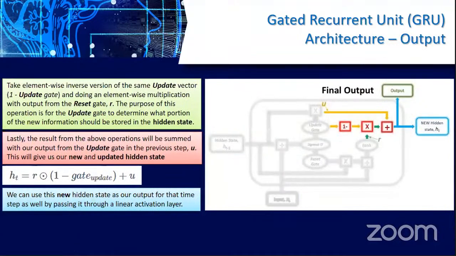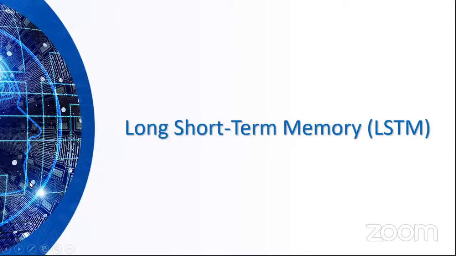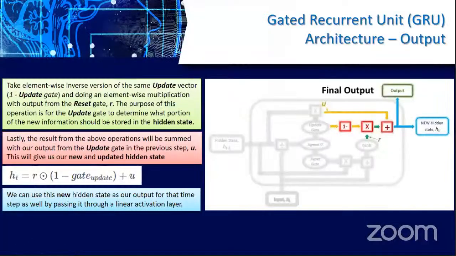Now, about the final output. You got U and you got R. So the final output would be expressed as h_t equal to R into (1 minus gate update) plus U, right? So what is the new hidden state that we got with respect to the output? Because what you get here is a new hidden state, that is h_t, right? It will be used for the next input analysis.